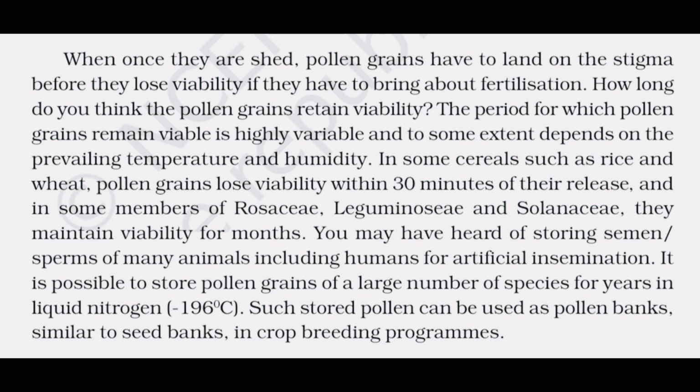You may have heard of storing semen, sperms of many animals including humans for artificial insemination. It is possible to store pollen grains of a large number of species for years in liquid nitrogen, -196°C. Such stored pollen can be used as pollen banks, similar to seed banks, in crop breeding programs.